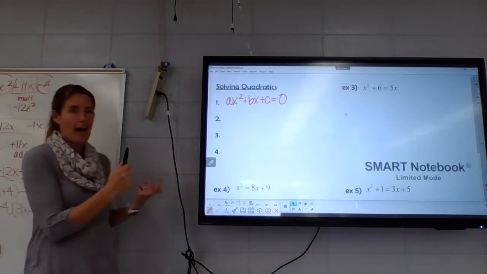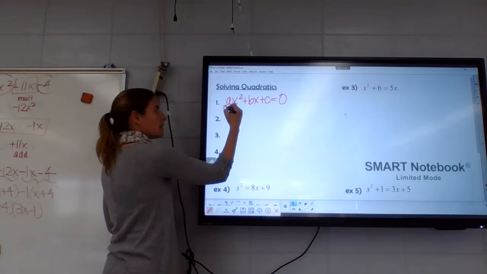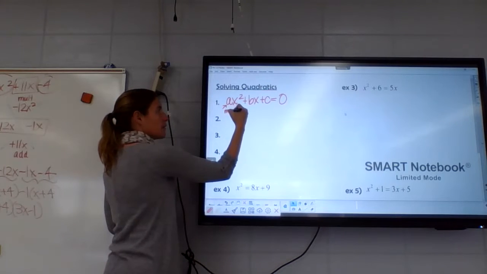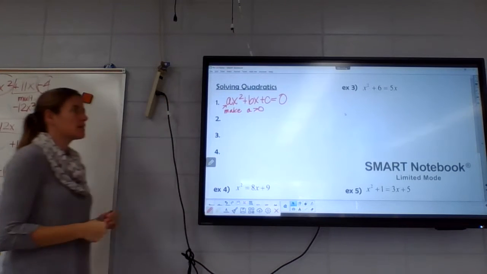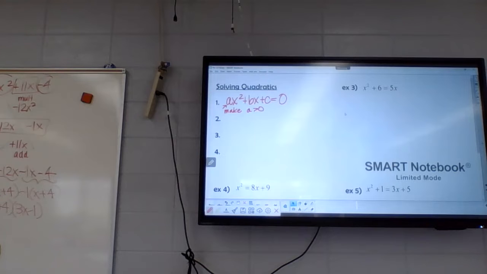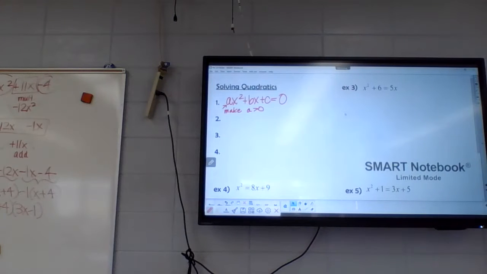I prefer to have a be positive if it's possible. So I said make a greater than 0 if at all possible, just to make it a little bit easier for us. So like in example 3 here, I need to move this 5x over so that it equals 0 to begin with.